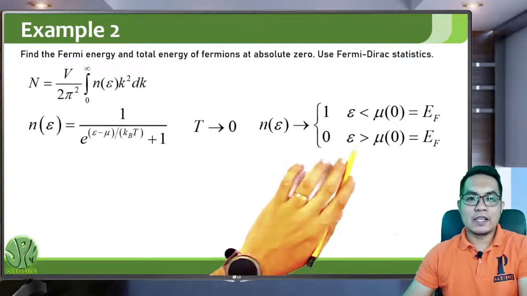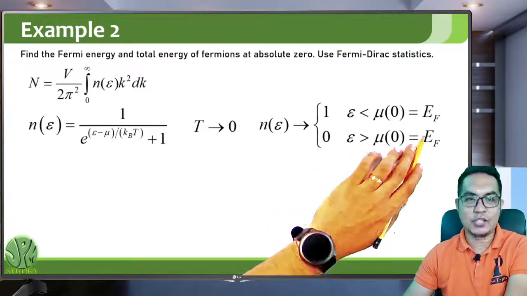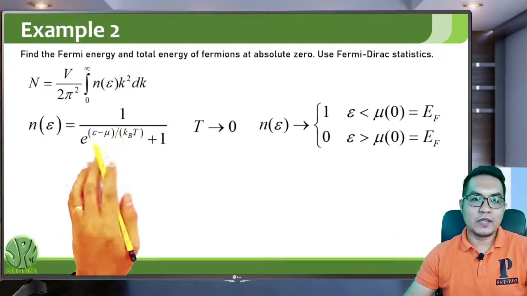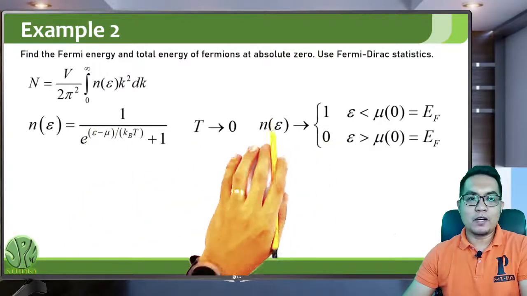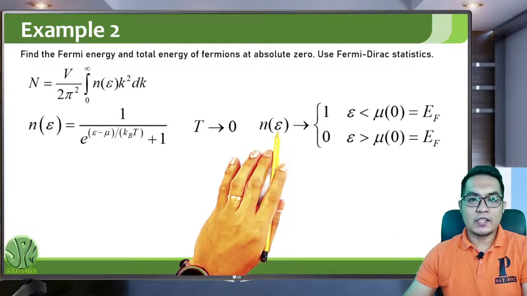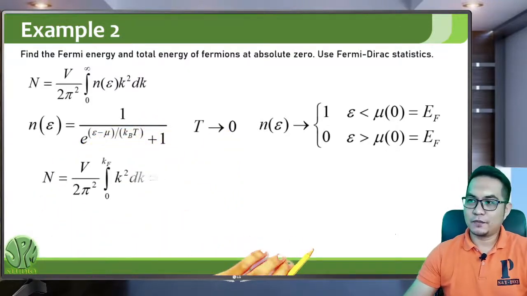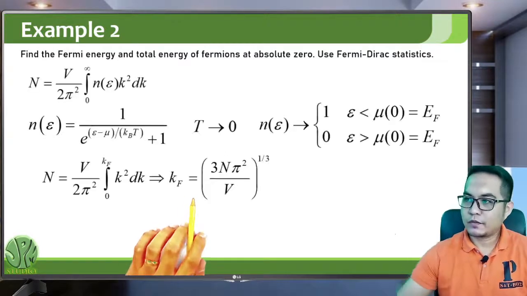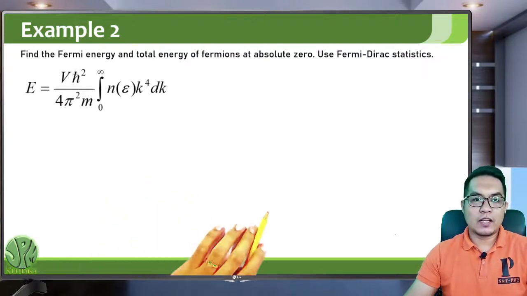But if E is greater than mu at absolute zero, or E is greater than the Fermi energy, then this becomes e to the positive infinity. So e to the positive infinity is infinity, plus 1 is infinity, and 1 over infinity is 0. So the number of particles with energy E when T approaches absolute zero is either 1 or 0. So if we take this integral and solve for the total energy.